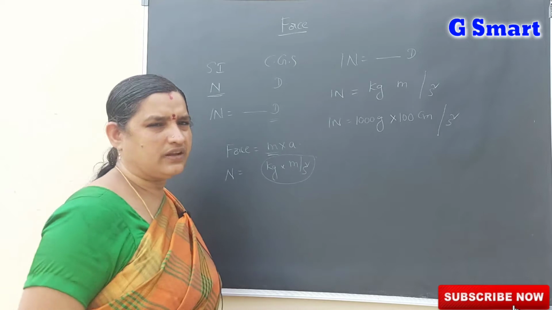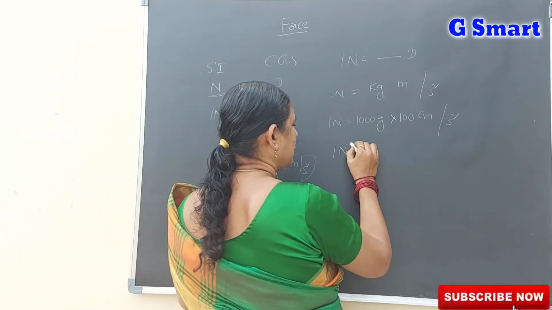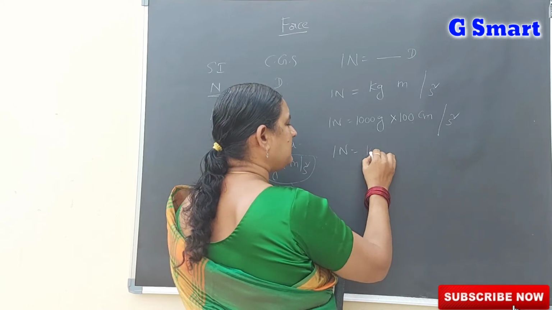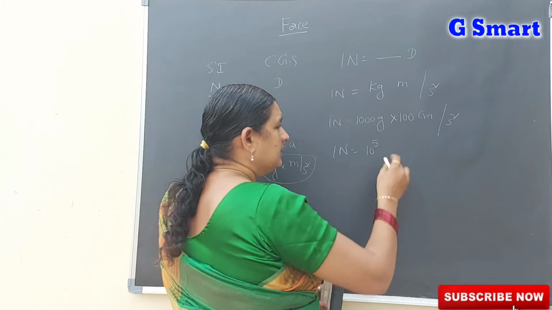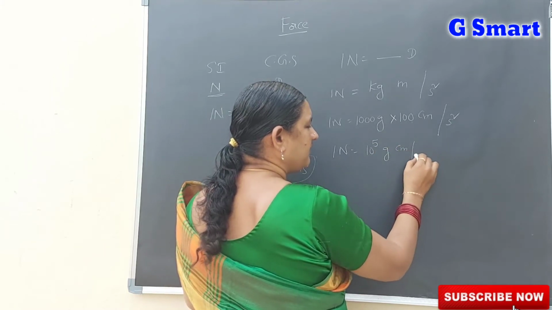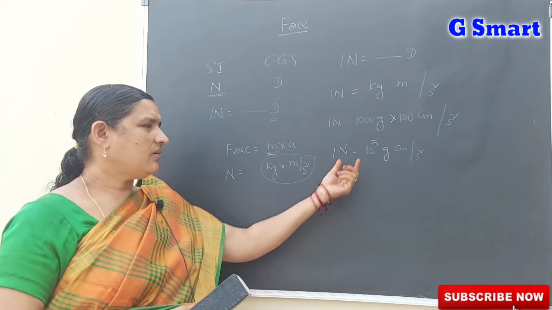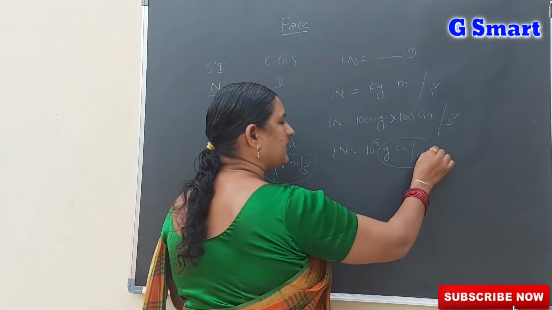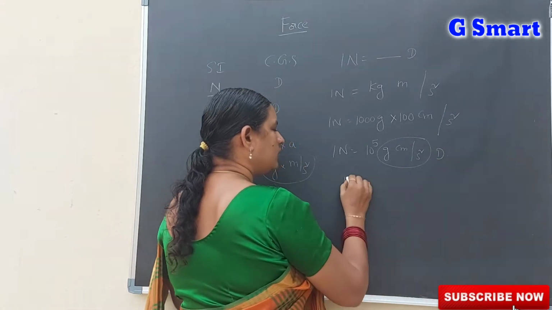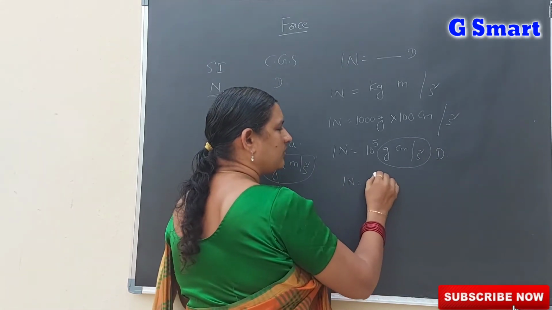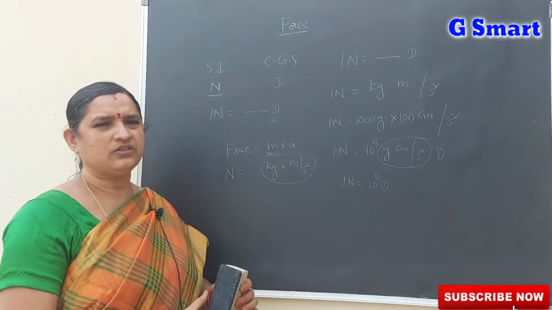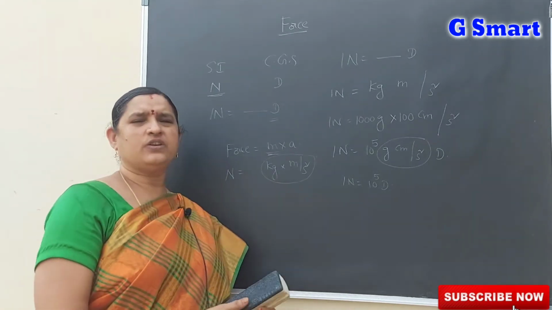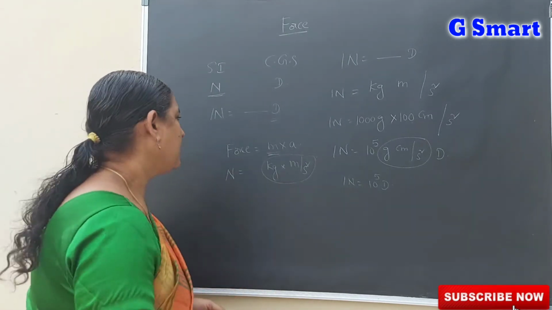So 1 Newton is equal to 1000 times 100, which means 1 lakh, that is 10 to the power of 5 gram centimeter per second square. This gram centimeter per second square is called dyne. So 1 Newton is equal to 10 to the power of 5 dynes. In this way we can convert units from one system to another system.